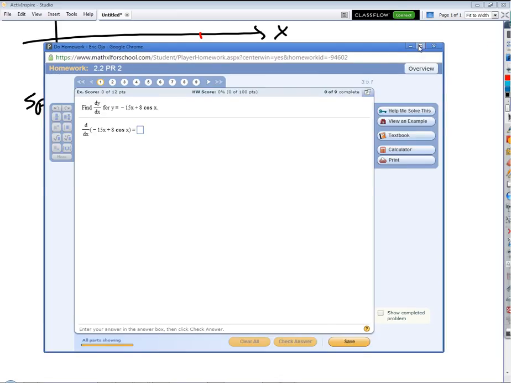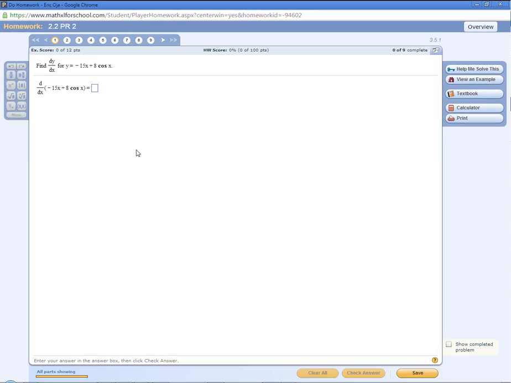Okay, which one do you want to look at? Give me a couple we'll look at here. Let's do this one. All right, let's do this one. Yeah, the first one.